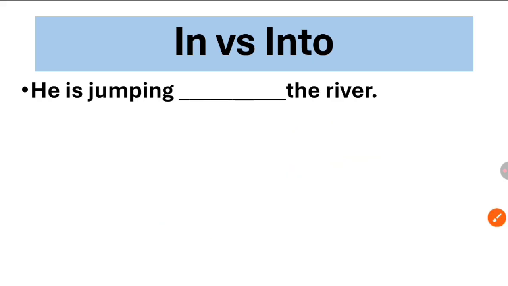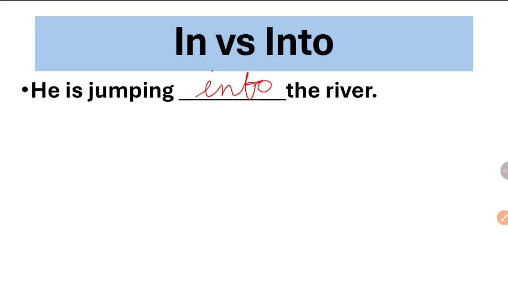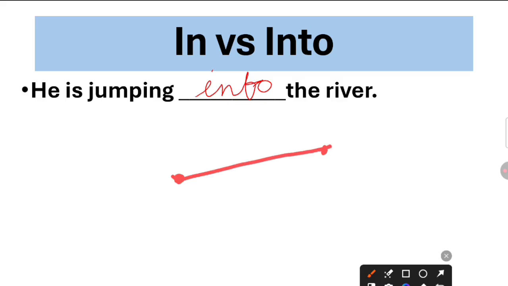All right, so he is jumping blank the river. So what will you use here? Here you will use into. Now you will think, when do we use into? Let me tell you. So first let me fill into here. So it will be into. Into suggests movement from one place to another place. In that case, when you are moving from one place to another place, we use into.